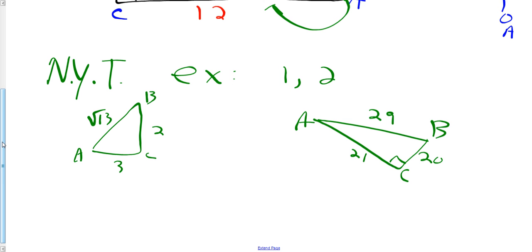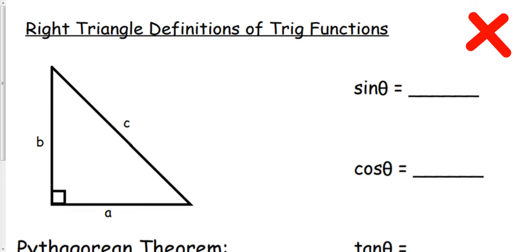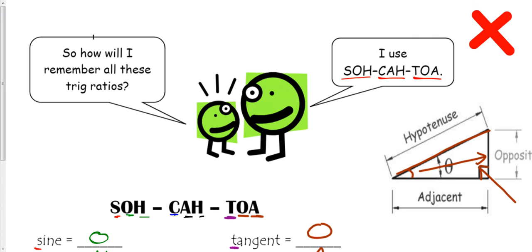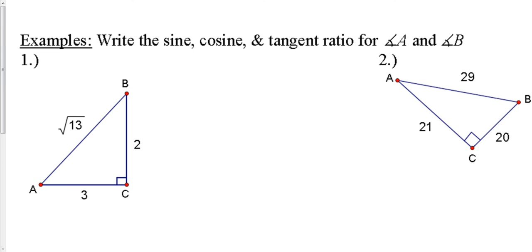And what you're doing is you're finding the sine of A, the cosine of A, the tangent of A, and then you're finding the sine of B, the cosine of B, the tangent of B. So there's actually 6 questions within each question, but they go pretty fast. So that is what is happening. Let's move on and do a little bit more with trig. So CAH TOA is going to help you a lot.